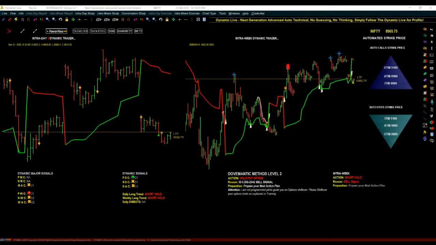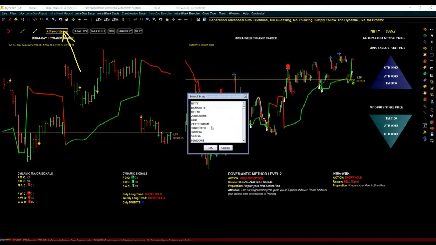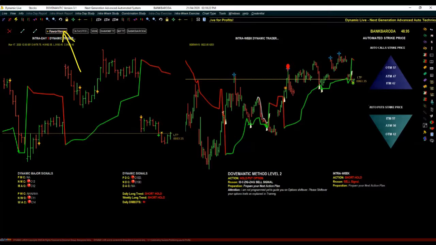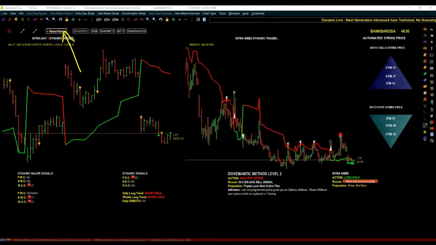Now all that you have to do to follow these 1, 2, 3 easy steps is just click on this favorites. Now let me click on the favorites. Once you have done that, just select any of your favorite stock. Let's say I select Bank of Baroda, just as an example. Once I've selected Bank of Baroda, all that I have to do here is look at this action information.